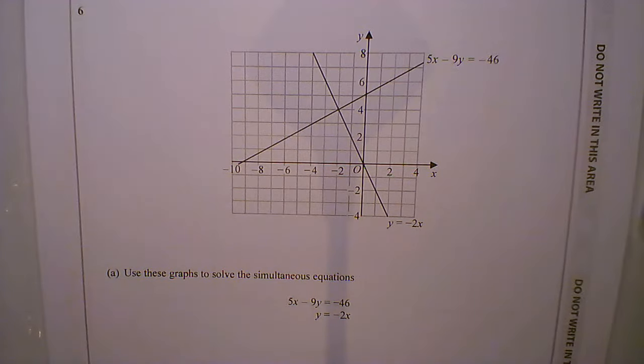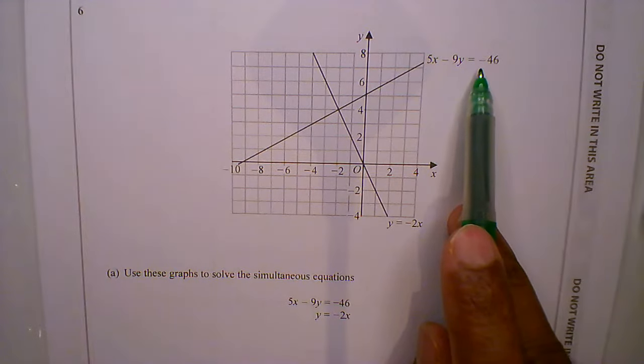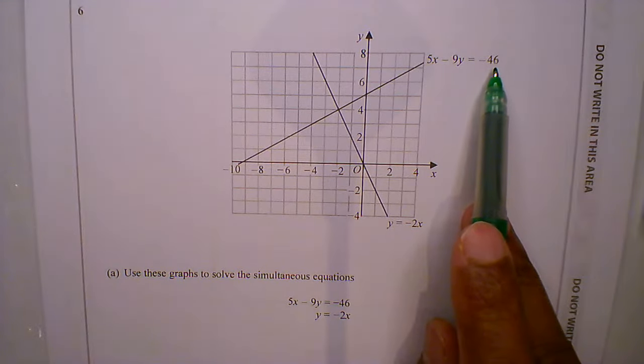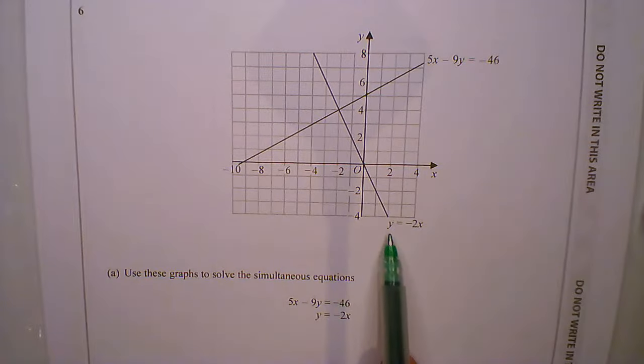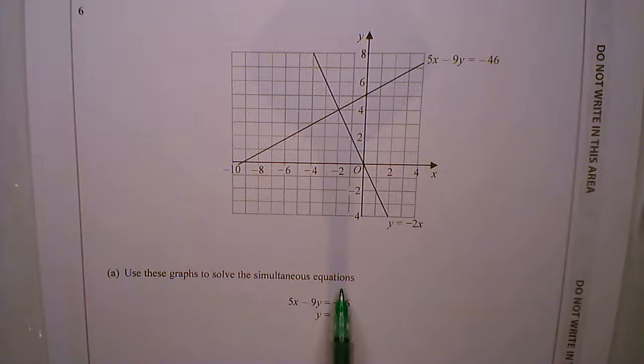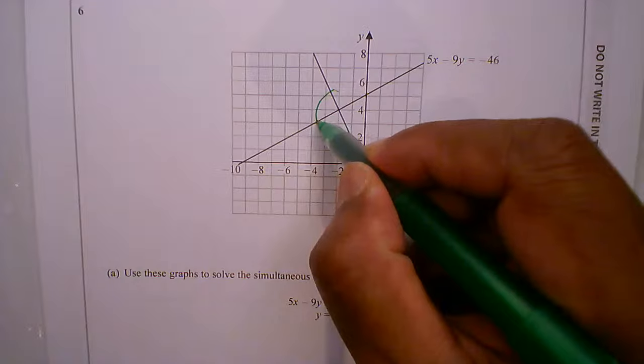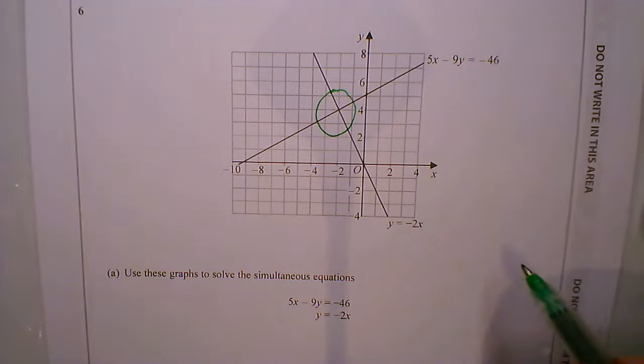Okay, so question 6. If you need more time, press pause. Question 6, we've got a graph here, 5x take away 9y equals minus 46. And then we have another line here, y equals minus 2x. Use these graphs to solve the simultaneous equations here. So this one is really, if you look at this graph, you can see they both cross at this point. So that's all we're doing.